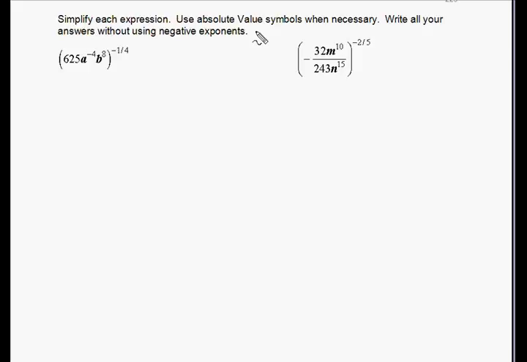Simplify each expression. Use absolute value symbols when necessary. Write all your answers without negative exponents. Now recall, these absolute value symbols are necessary when you have an even index. Let's look at this first problem.